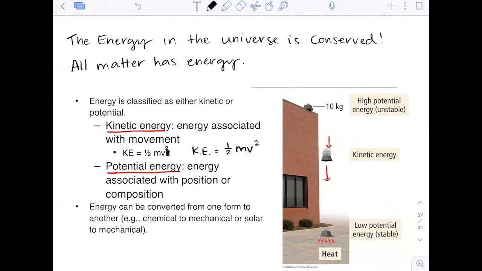Potential energy is the energy associated with position or composition. We can think about this as bonds, bond energy, also sometimes called chemical energy.